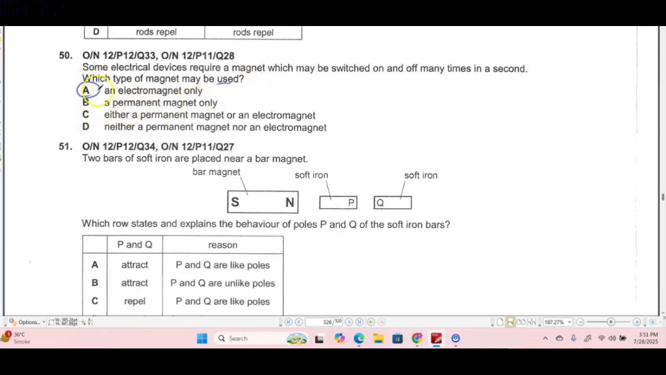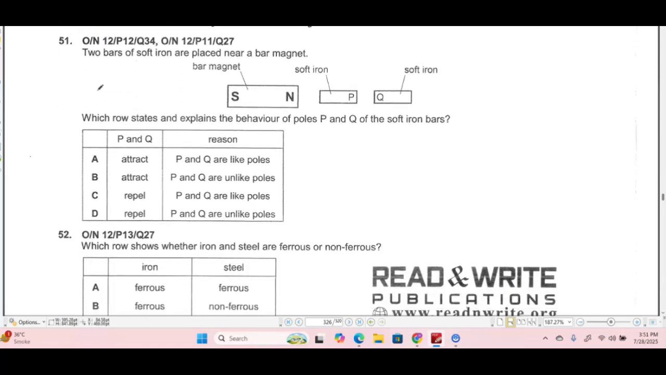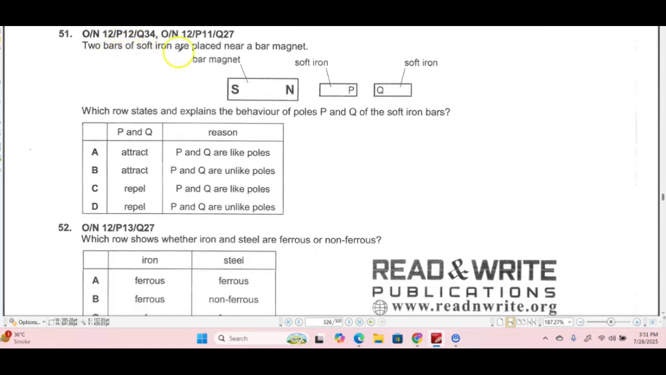So A is our correct option. Question number 51. Two bars of soft iron placed near a bar magnet. Yes, this is soft iron, this is soft iron. Which row states and explains the behavior of poles P, Q of the soft iron bars?